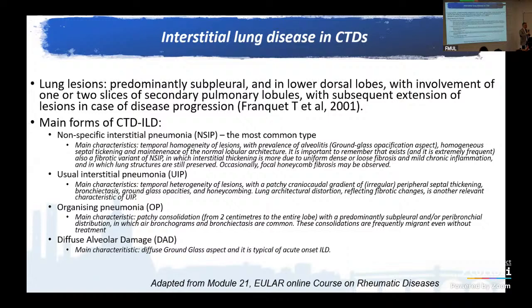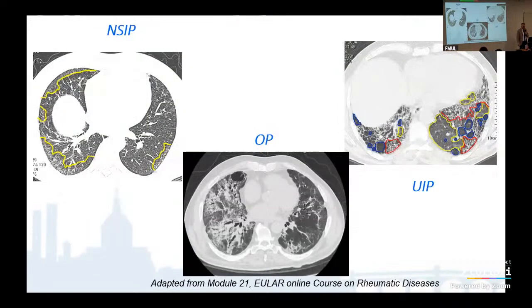This is the normal evolution of all CTD-related ILD. It's very important for us to always visit the patient's lungs. We may have an NSIP presentation, UIP presentation, organizing pneumonia, and very, very rarely also diffuse alveolar damage. This is a typical aspect of a patient with UIP, characterized by a heterogeneous presentation of lesions.